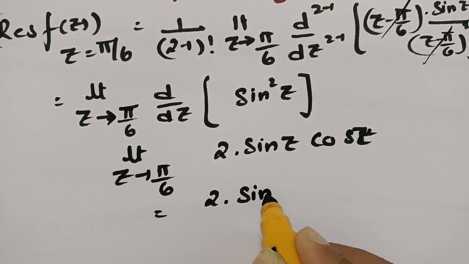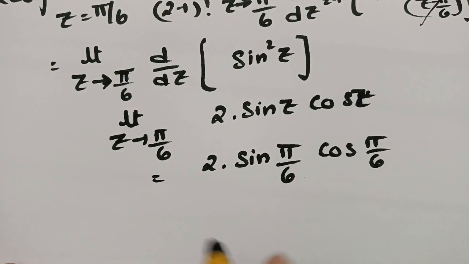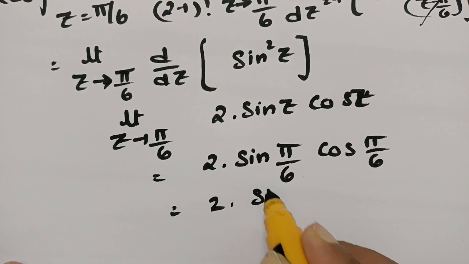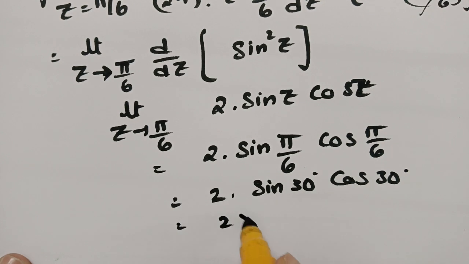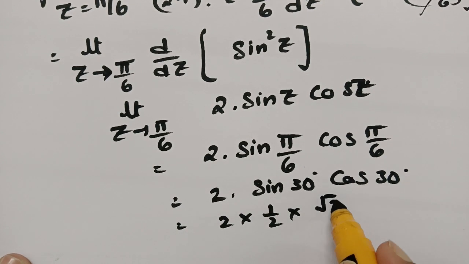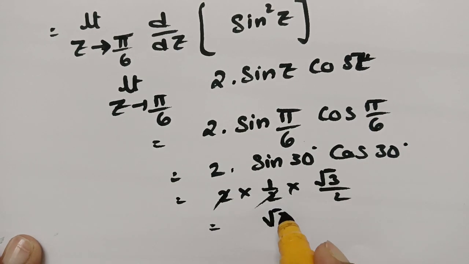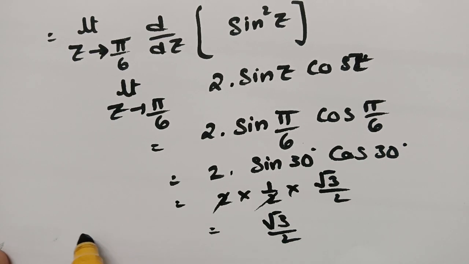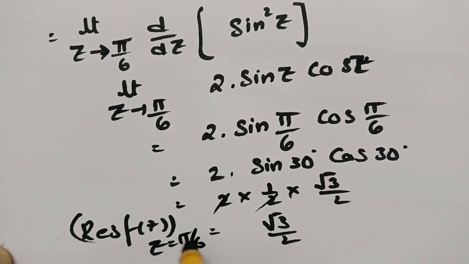That is 2 into sine pi by 6 into cos pi by 6. This value is nothing but 2 sine 30 degrees into cos 30 degrees. As you know, the sine value here is 1 by 2 into root 3 by 2. So if I cancel 2 one time, what remains here is root 3 by 2. So this is our residue value of f of z at the pole z is equal to pi by 6.